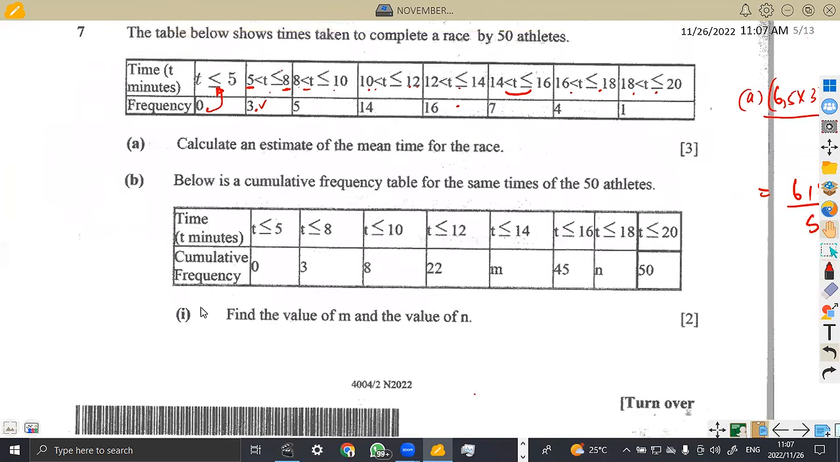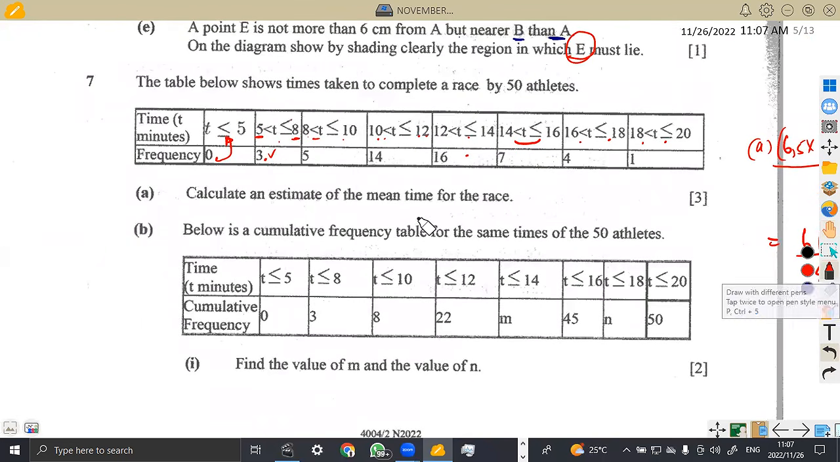Okay, the other part that you are given was to find the value of M and N. That's if this information that we have is to be represented on a cumulative frequency table. So this is the cumulative frequency table. Remember the cumulative frequency table, you add 0 here. That's 0 plus this 0 that we got here plus 3, which is 3, then 3 plus 5, which is 8, 8 plus 14, which is 22.